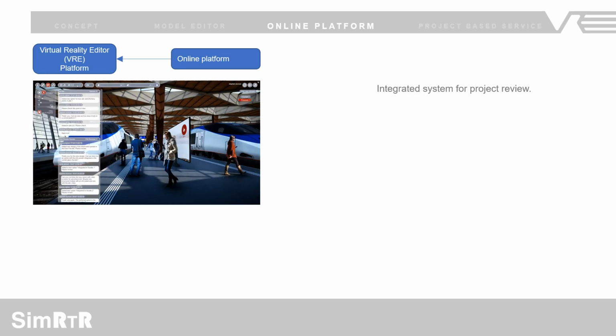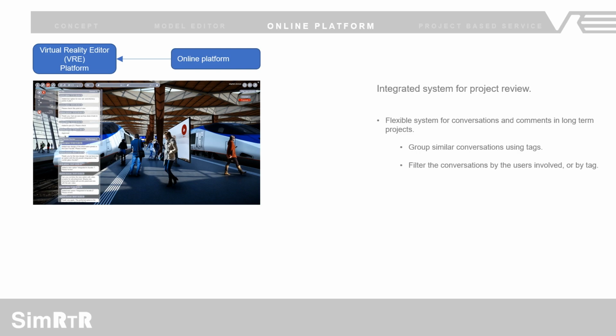A core part of the online platform is the integrated system for project review. It is a flexible system for conversations and comments in long-term projects. For example, you can group similar conversations using tags, filter the conversations by the users involved or by tag, or archive conversations. And for any comment, you can directly access the version of the model when the comment was made. This is quite handy to track the progress of the model following a conversation.